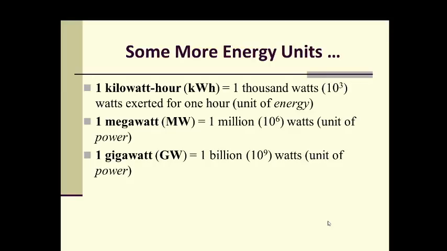Other units, we've already discussed kilowatt hours. That's 1,000 watts exerted for 1 hour. A megawatt is 1,000,000 watts. That's actually a unit of power. A gigawatt is 1,000,000,000 watts, also a unit of power.